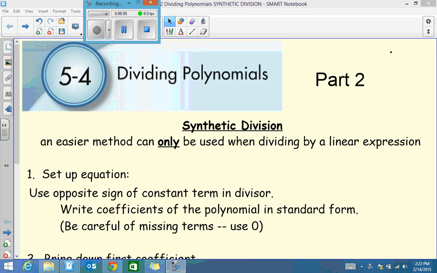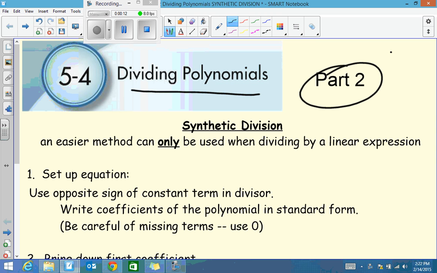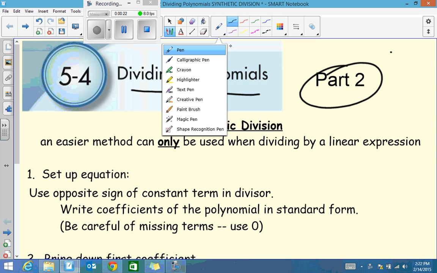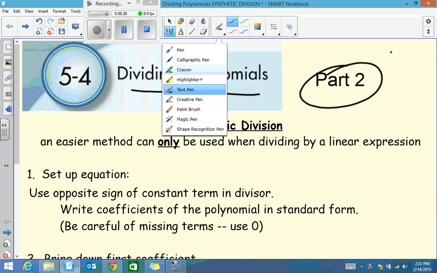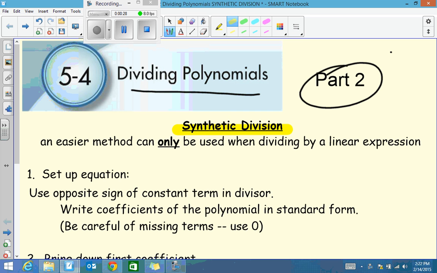Today we're going to continue on chapter 5.4, Dividing Polynomials, part 2. What we're going to do today is another method of division that is actually a little bit easier than what you learned last class. It is called synthetic division.